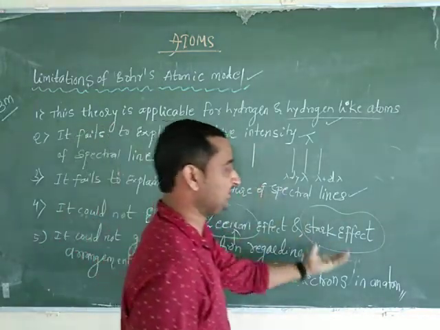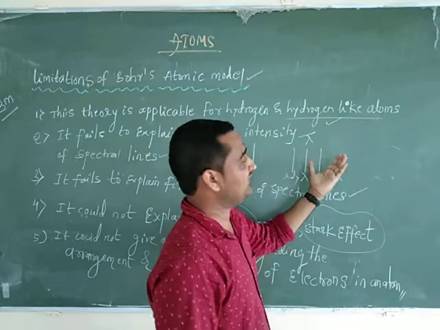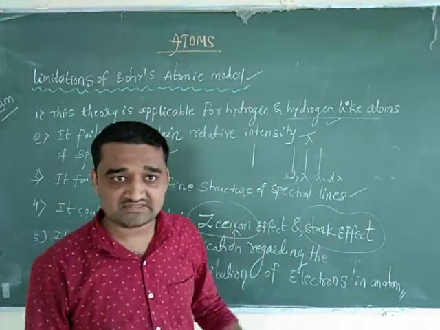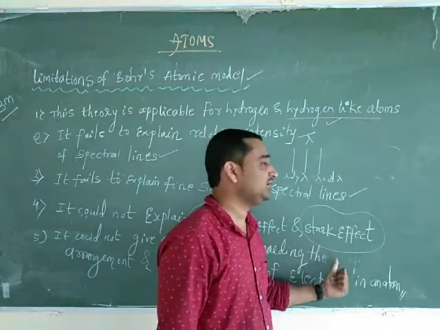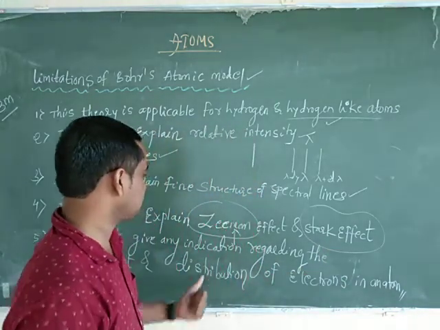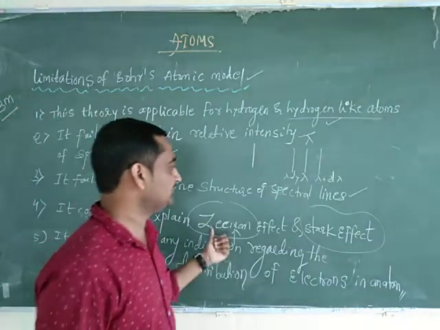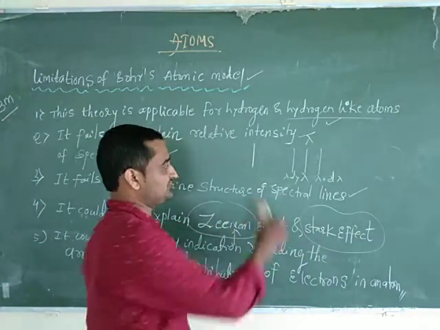So in the presence of an electric field, if it happens like this, we call it the Stark effect. The splitting of spectral lines in the presence of an electric field is called the Stark effect. The splitting of spectral lines in the presence of a magnetic field is called the Zeeman effect. So explaining this is beyond the Bohr theory.